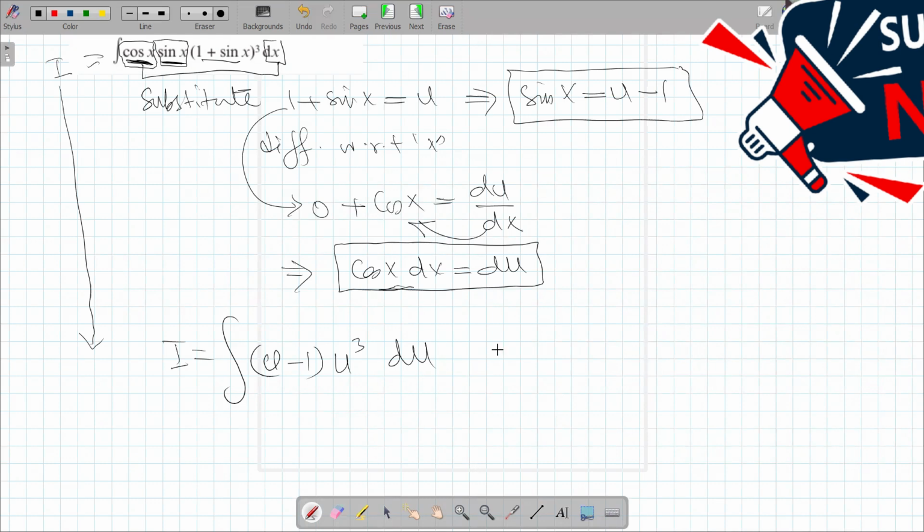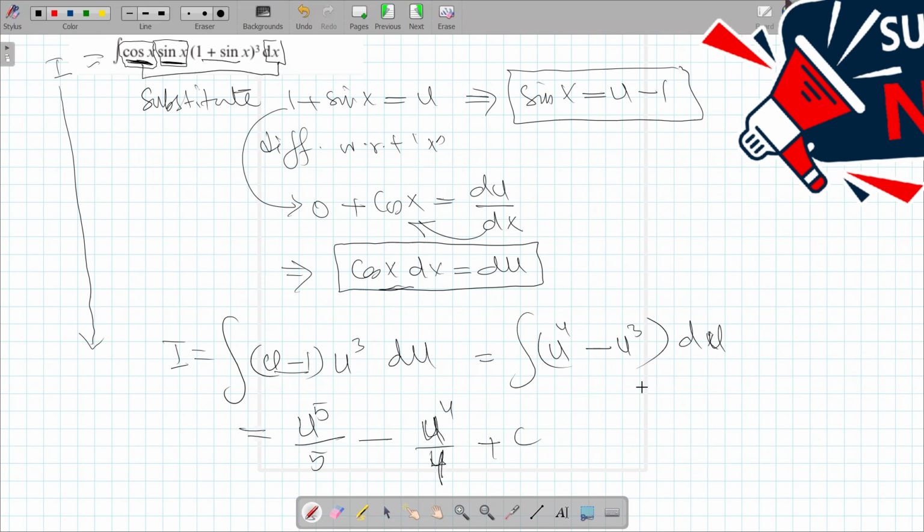Very simple. Multiply u cube inside this bracket. So this will be u power 4 minus u power 3 over du. Now integrate each of the terms. Antiderivative of u raised to 4 will be u 5 divided by 5. And antiderivative of u cube will be u 4 divided by 4, plus c.